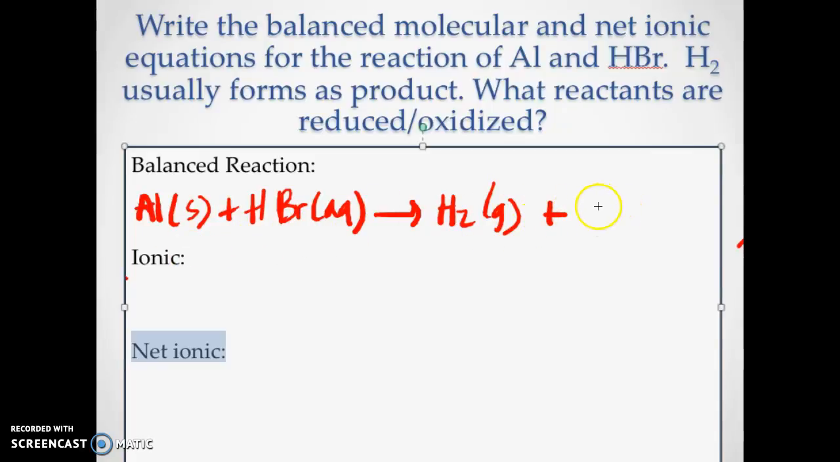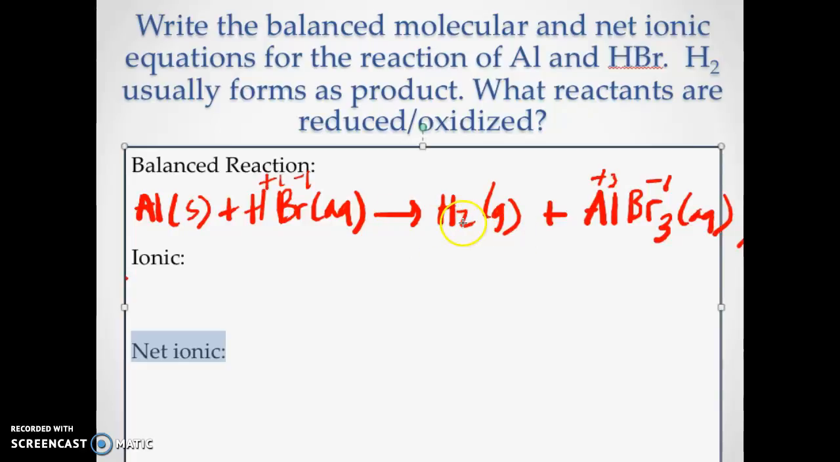We're going to assume it's a single replacement reaction, and we're going to form AlBr. Then you look at the charges to see if it makes sense. So this is +1, this is -1, this is +3, this is -1. This doesn't balance, so you crisscross and you get this. We're going to assume this is aqueous because it's ionic, it's a strong electrolyte, so it's going to dissolve. And you look to see if it's balanced, and it's not.